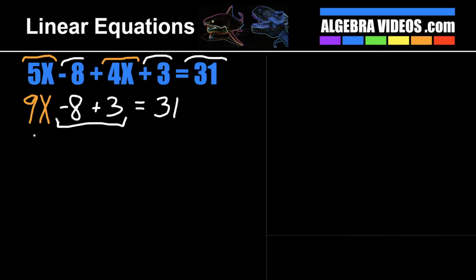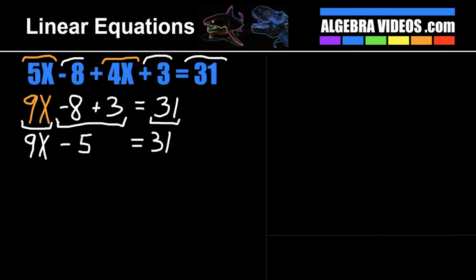So let's rewrite this equation as 9x. That's this part here, I'm just rewriting it. And then the second part here is minus 8 plus 3, so that's a minus 5. And that equals 31. That's what's over here on the right side. I'm just rewriting it. So 9x minus 5 equals 31.